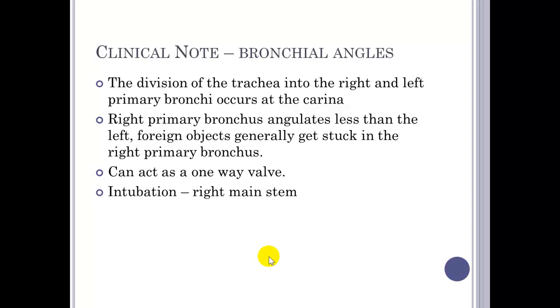Clinical note, bronchial angles. The division of the trachea into the right and left main bronchi occurs at the carina. So this breaking point, where the pathway goes left and right, is called the carina. The right primary bronchus angulates less than the left. Foreign bodies generally get stuck in the right. The right kind of looks like this, and we get an angle on the left. That's also why, when we're intubating somebody, it's very easy to put the tube in the right main stem. It can act as a one-way valve, and this generally occurs if we push it a little too deep, past the carina into the right main stem.